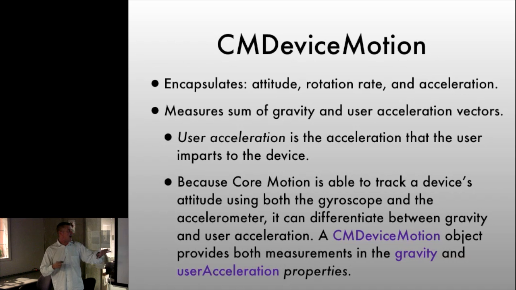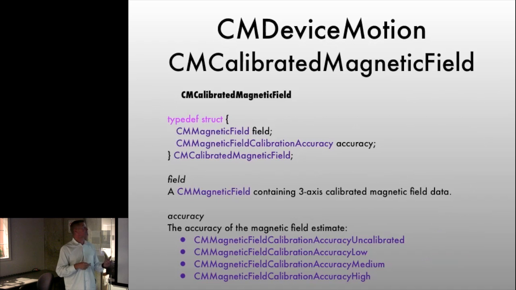The device motion object is really nice. It has both measurements in gravity and the user acceleration properties. It can split those up independently for you, so you don't have to do all the math.